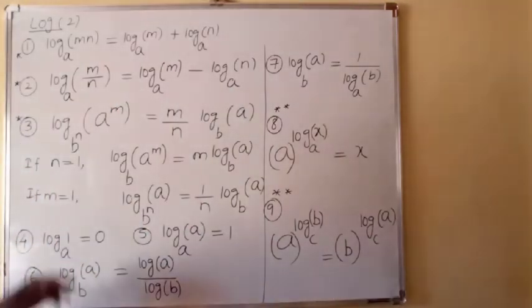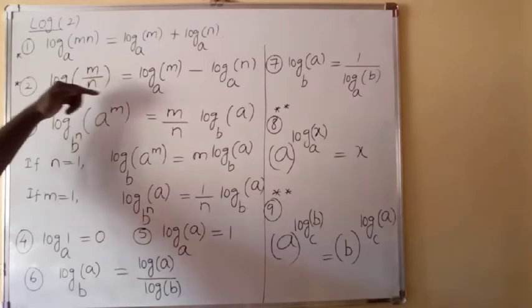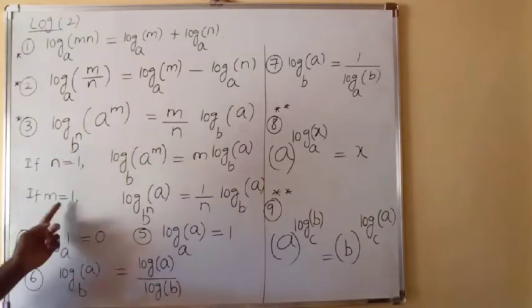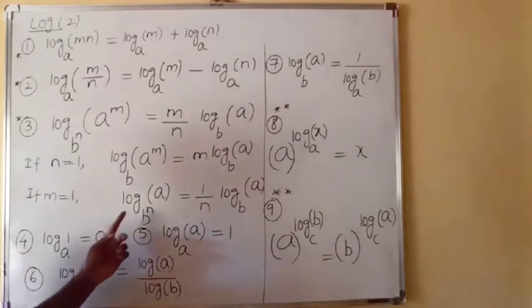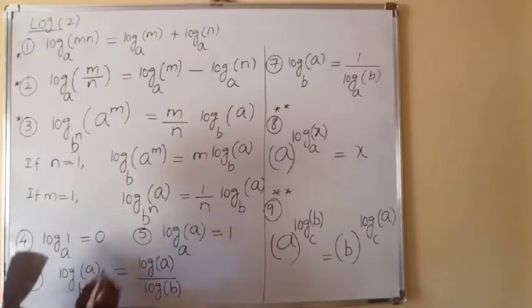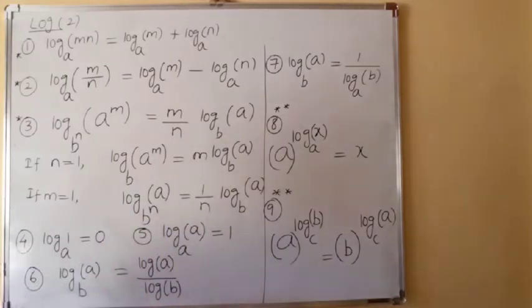Next, the quotient: log of m by n to the base a is equal to log m to the base a minus log n to the base a. And third, this is the important one: log of a power m to the base b power n is equal to m by n times log a to the base b. Particularly if n is 1, this formula reduces to log of a power m to the base b is equal to m times log a to the base b. If m is 1, then the formula reduces to log of a to the base b power n is equal to 1 by n into log a to the base b.